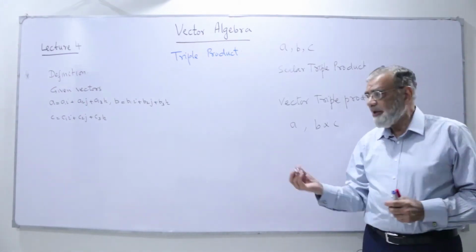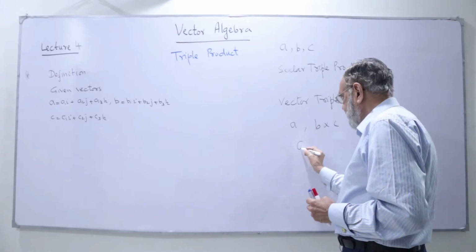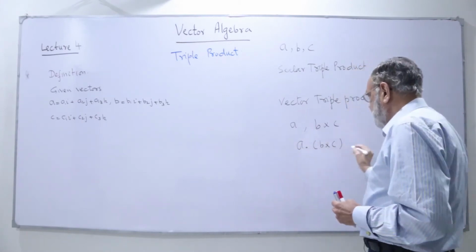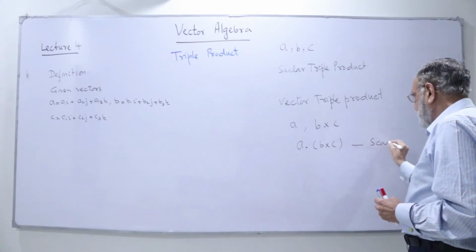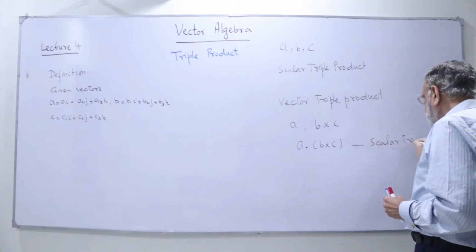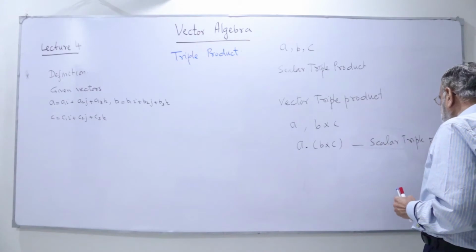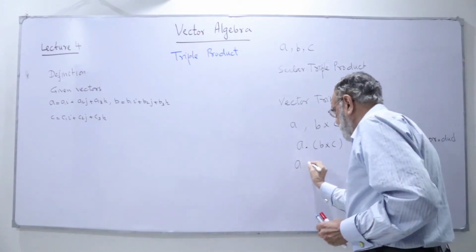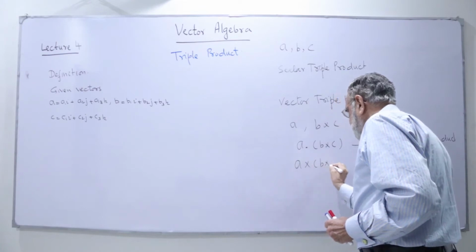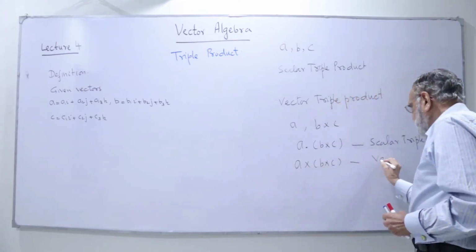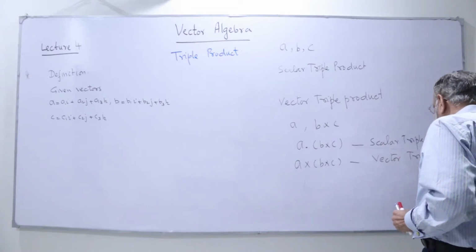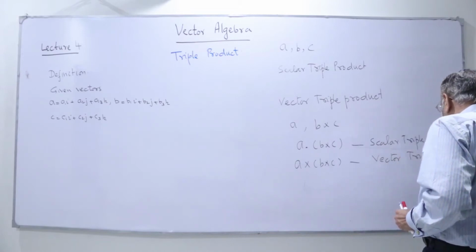If we define it like this, A dot B cross C, this will be a scalar. We call it scalar triple product because we know that the result of taking the dot product of two vectors is a scalar. And if we take A cross B cross C, this is a vector, so we define it as vector triple product.